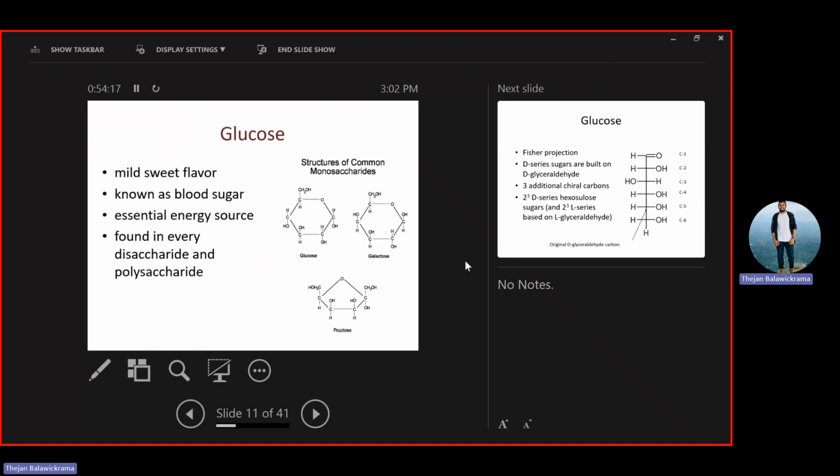What is the reason for calling it blood sugar? Because glucose is a version of carbohydrate that is involved in blood. When the blood glucose level goes up, that is related to hormones and so on. The diabetes story is a different story. Glucose is also in the disaccharides, all of which have glucose as one of the components. And in the polysaccharides also, we can find glucose.